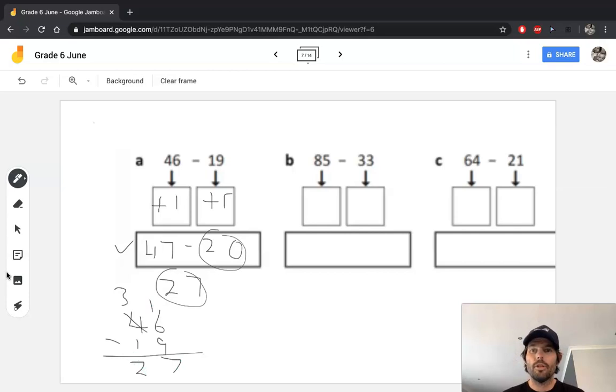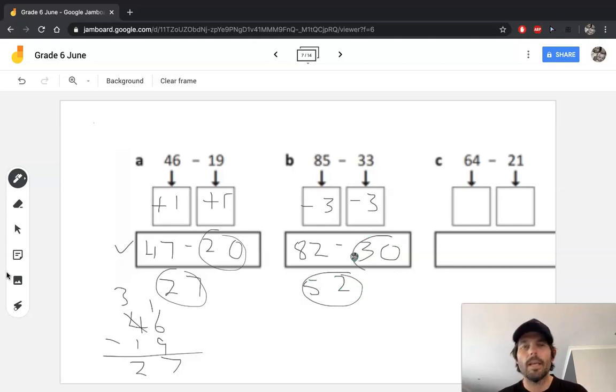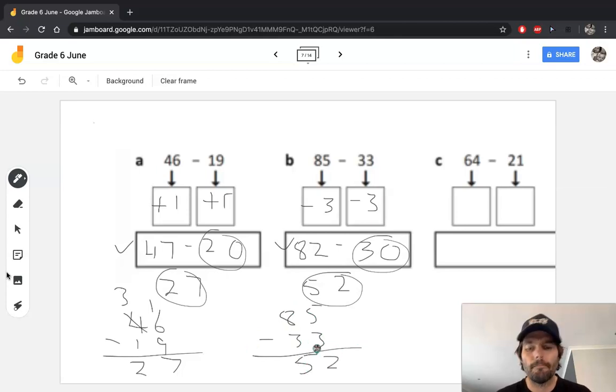But I think the bump strategy is a lot easier than doing the column method, which I've shown you at the bottom of the page. The second example in B, I'm going to subtract 3. Because now I'm going to have 82 minus 30, and I know that that's just going to be 52. 52 plus 30 is 82. Yes, it is. Let's check 85 minus 33. Gives me the same answer.